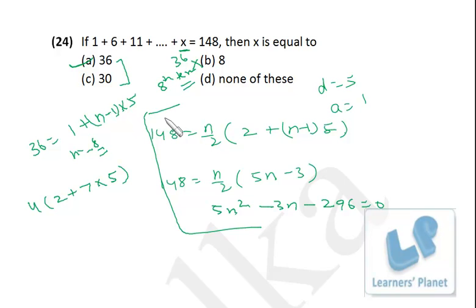That's really important to save time. Just get an rough idea and do that problem in a small amount of time. So 36 is the correct choice.